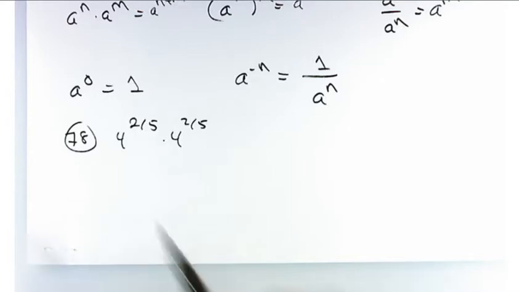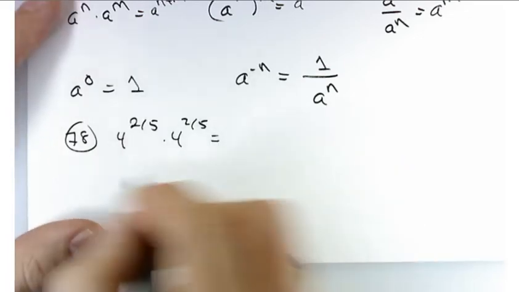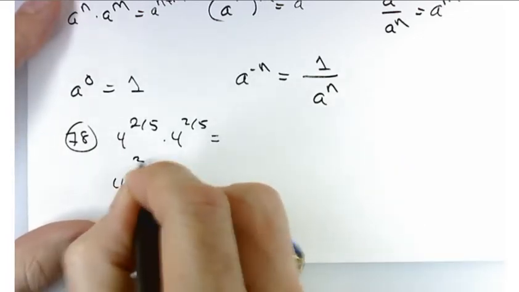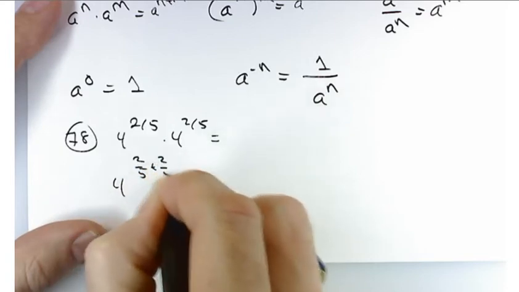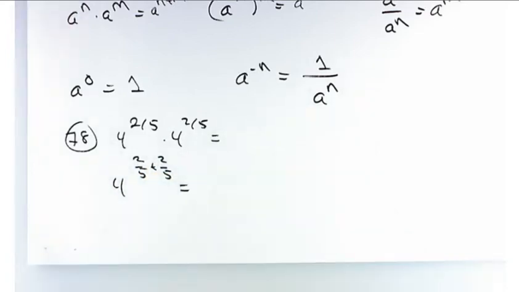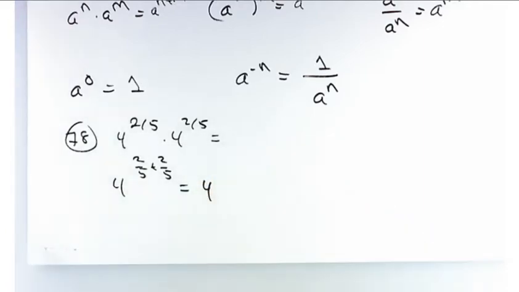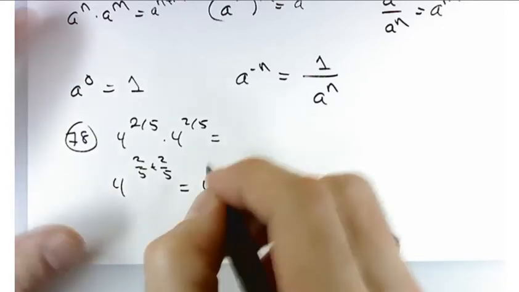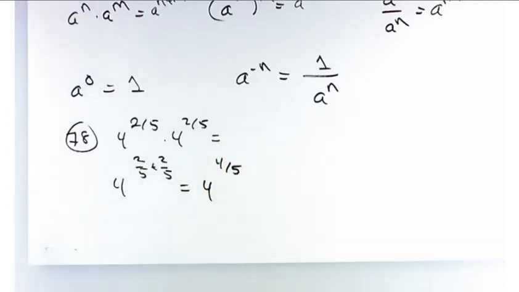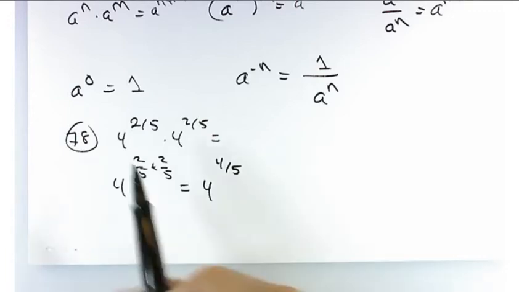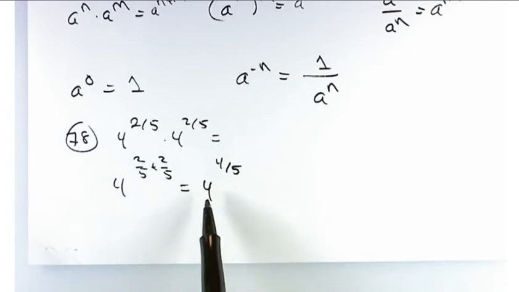Well, what's nice is that these two things have the same base. And there's something else that's nice about this one. Their fractions have the same denominator. So you get 4 to the 2 fifths plus 2 fifths. What does that relate to? What do I end up with? 4 to the 4 fifths, which looks kind of strange, but that's what you get. By the way, there's a huge temptation to do 4 times 4 is 16. Not true. Not in this case. You're going to add the exponents to solve this one.